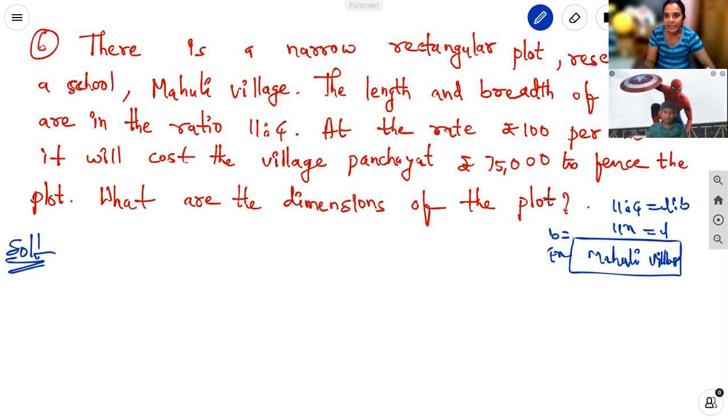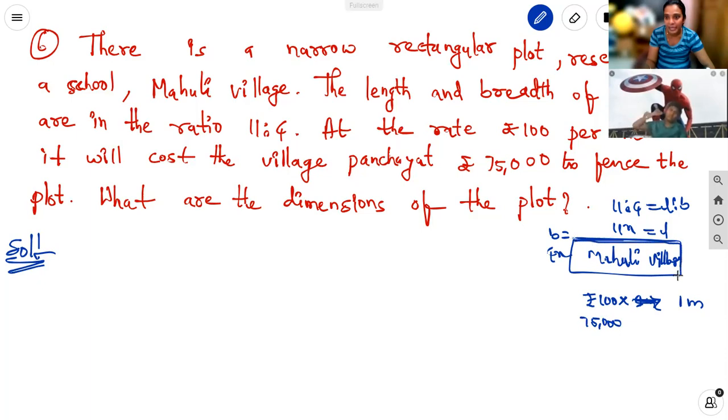At the rate of 100 rupees per meter. Per 1 meter is 100 rupees, that is nothing but 1 meter cost is 100 rupees. Per meter it will cost the village panchayat 75,000 rupees. The total amount is 75,000 rupees to fence the plot.